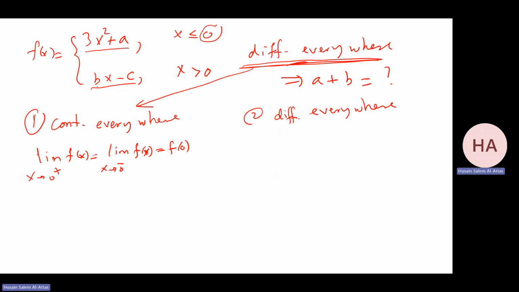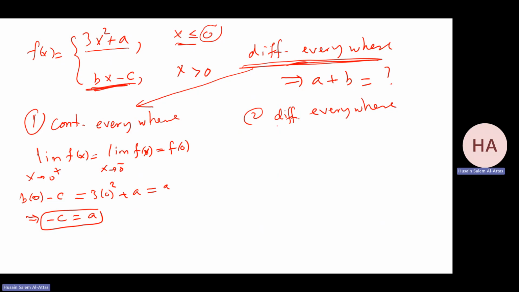Substitute from right, I am here, so it will be b times 0 minus c equals, from left, I am here, that will be 3 times 0 squared plus a. At 0, it's a. So that means what? Minus c is equal to a. So a equals minus c. This is part 1.